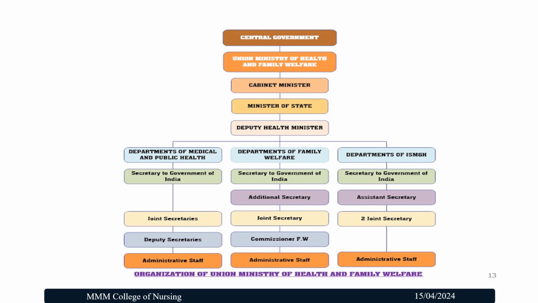He will be assisted by Joint Secretaries, Deputy Secretaries, and they have a separate administrative team. The Department of Family Welfare is also headed by the Secretary to Government of India, and he will be assisted by the Additional Secretary, Joint Secretary, Commissioner of Family Welfare, and they have a separate administrative wing. The Department of ISM is headed by the Secretary to Government of India, and he will be assisted by the Assistant Secretary and two Joint Secretaries. Also they have separate administrative staff.